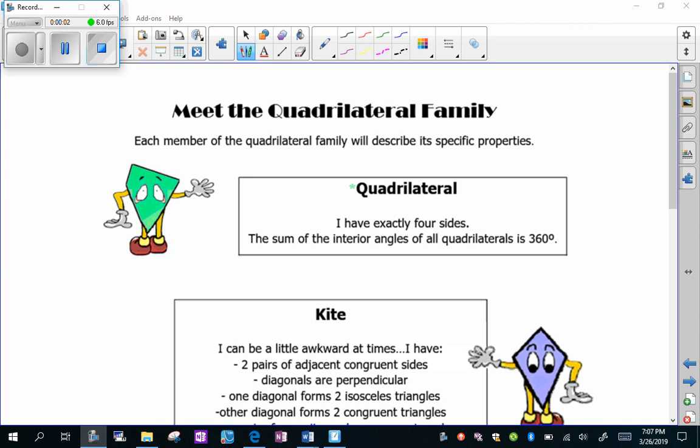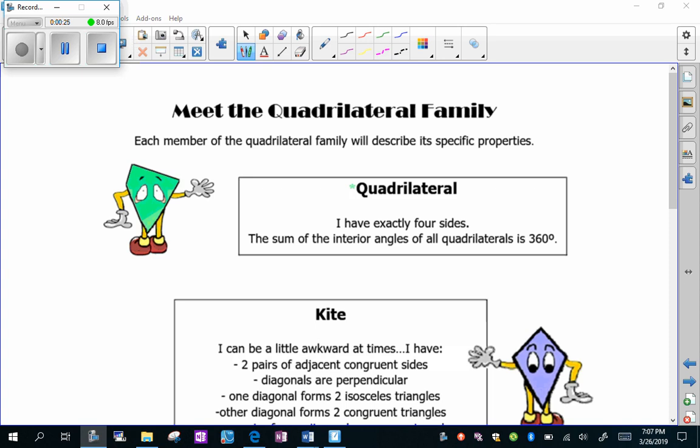All right, in this video, we're starting a new unit. As always, excited to start a new unit. And in this unit, we're going to talk about quadrilaterals. We know that quadrilaterals are figures or polygons with four sides. And we should also know that the sum of interior angles of a quadrilateral equals 360 degrees.